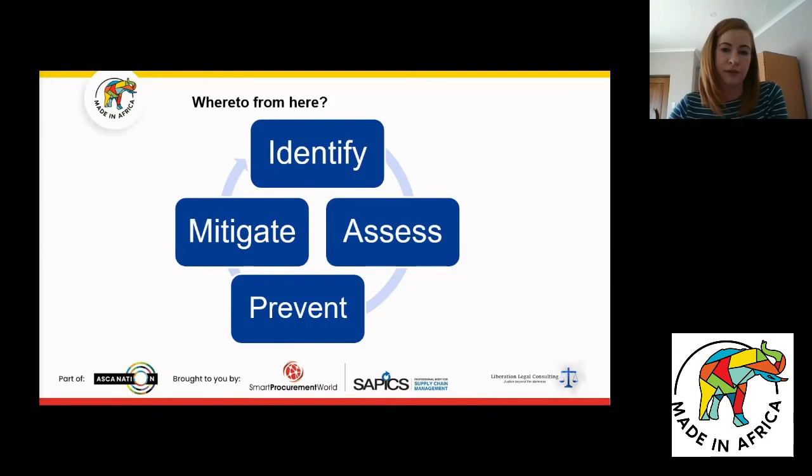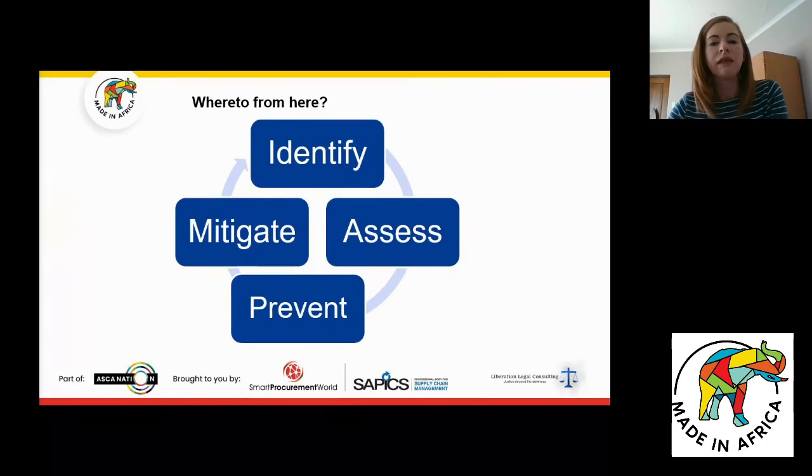Thirdly is prevent. After the risks have been critically assessed, we need to consider which risks we can prevent as far as is reasonably practicable. And then the last one, mitigate. In the event that certain risks cannot be prevented, then steps must be taken to mitigate the risks as far as is reasonably practicable.